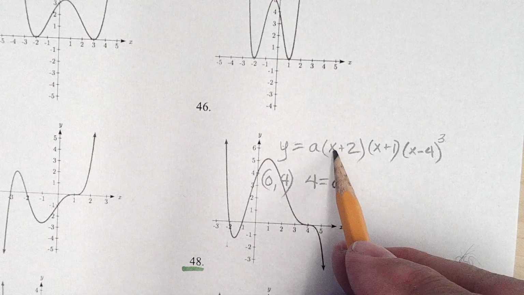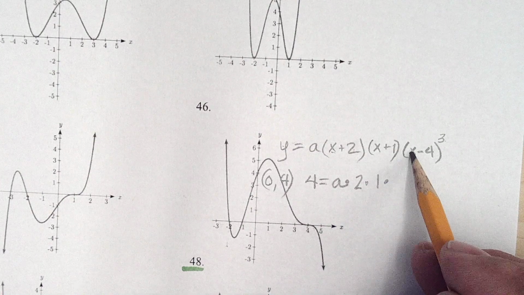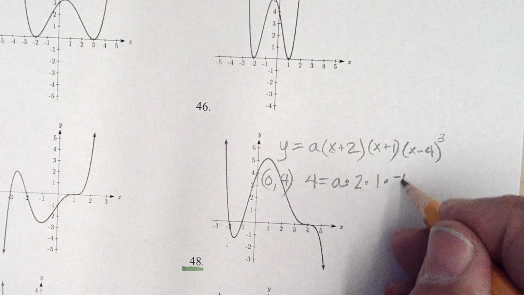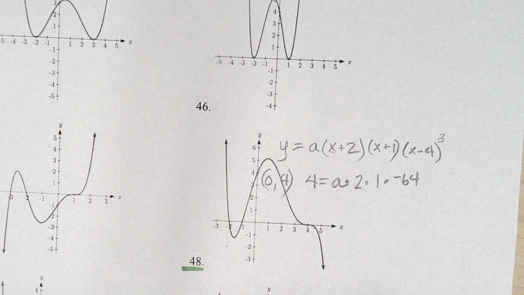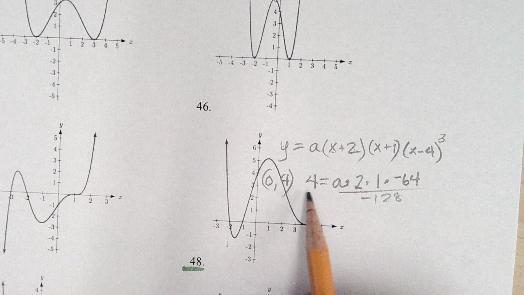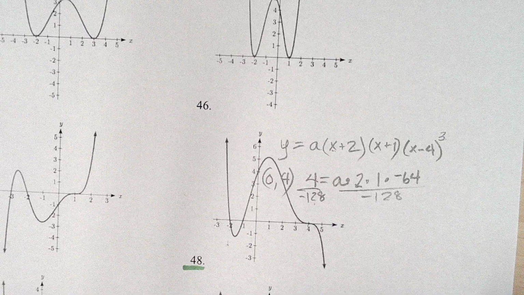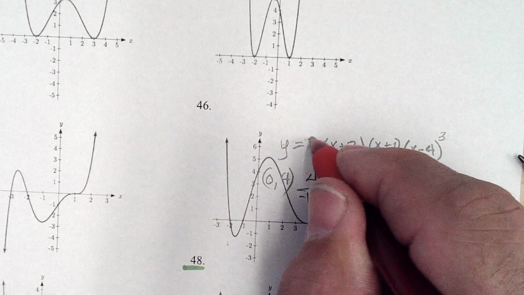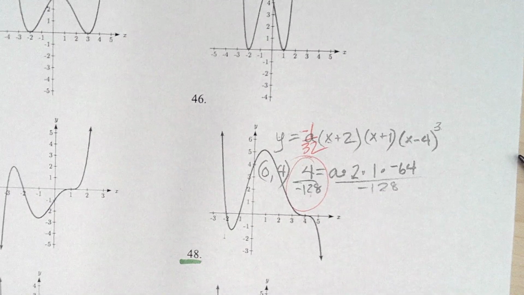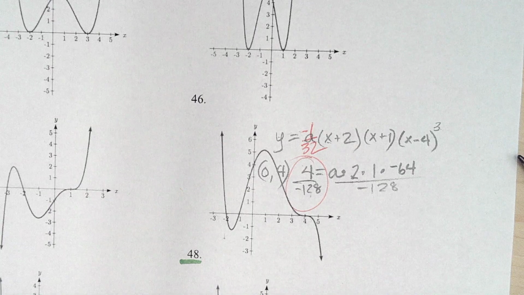x is 0. 0 plus 2, 2. 0 plus 1, 1. 0 minus 4 is minus 4. Cubed is negative 64. So that's negative 128. So we divide by negative 128. And that reduces to negative 1/32. But you could just put negative 4 over 128 in place of a. Okay.